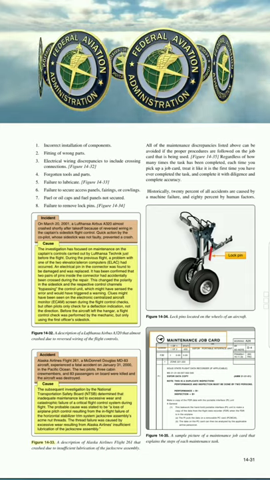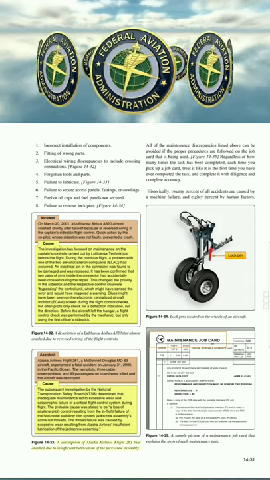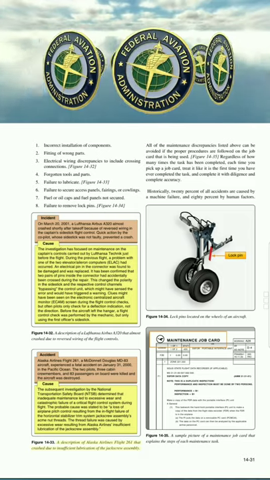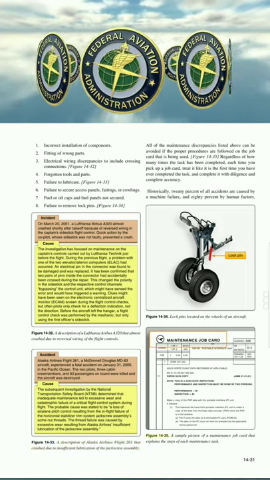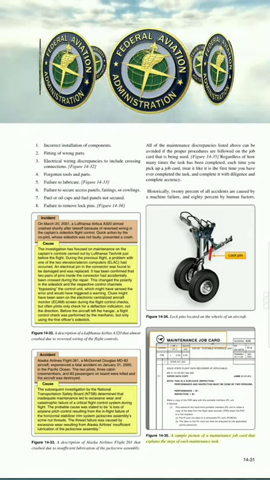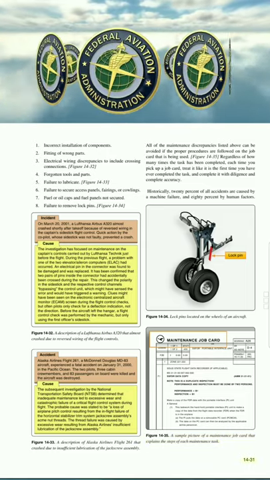Figure 14-33. A description of Alaska Airlines Flight 261 that crashed due to insufficient lubrication of the jack screw assembly. Figure 14-35. A sample picture of a maintenance job card that explains the steps of each maintenance task.